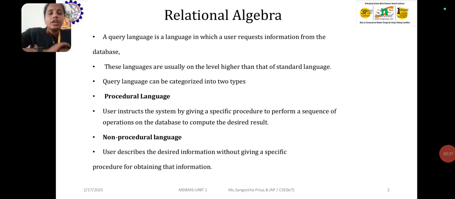Next, we are going to see what is relational algebra. A query language is a language in which the user requests information from the database. These languages are usually high level, higher than the standard language. Query languages can be categorized into two types: procedural language and non-procedural language. Procedural language: the user instructs the system by giving a specific procedure to perform a sequence of operations on the database to compute the desired result. Non-procedural language: the user describes the desired information without giving a specific procedure for obtaining the information.